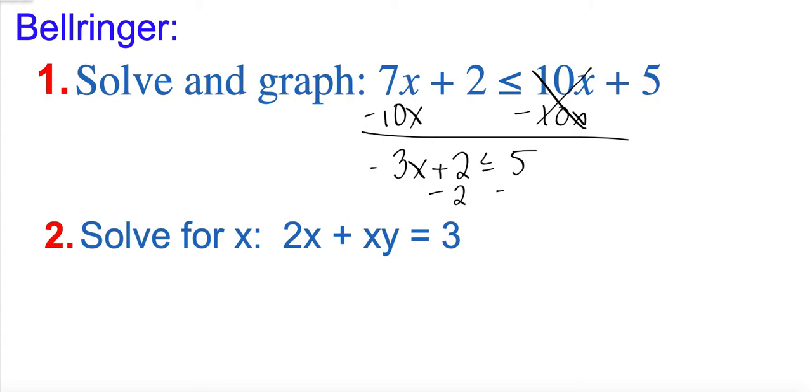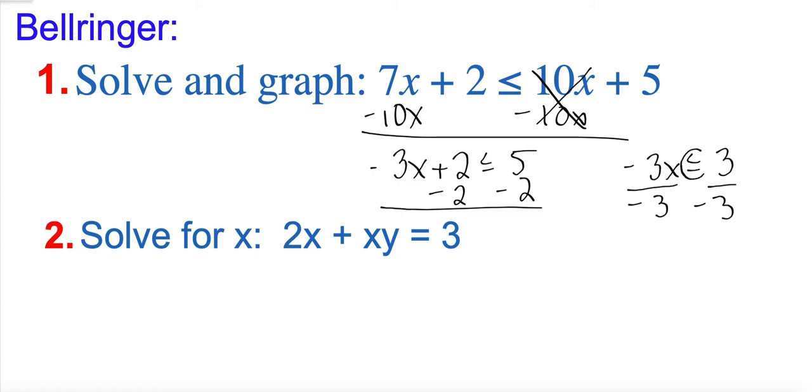Let's move the 2 over there. And then we are at a negative 3x is less than or equal to a 3. And then remember, we have to divide this by negative 3, and since we're dividing by a negative, we've got to flip that sign. So we'll have x is greater than or equal to a negative 1 for the final answer there. Okay? And if you wanted to, you can plug the negative 1 in there and check to see if you get a correct answer when you're done.